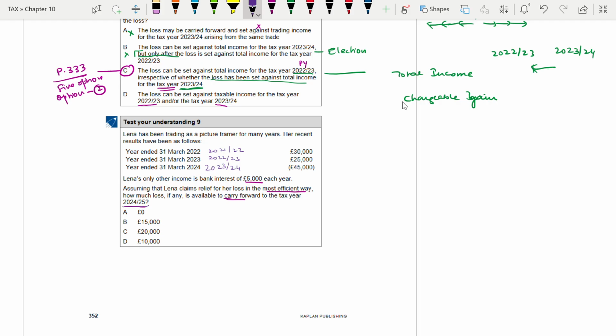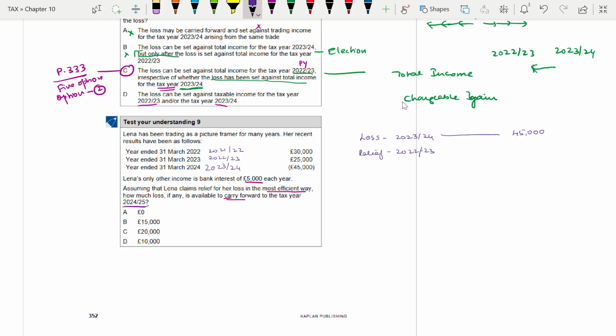How much is the loss? Loss in 2023-24 is 45,000. Next, current year loss, we have to take relief in the previous year, 2022-23.